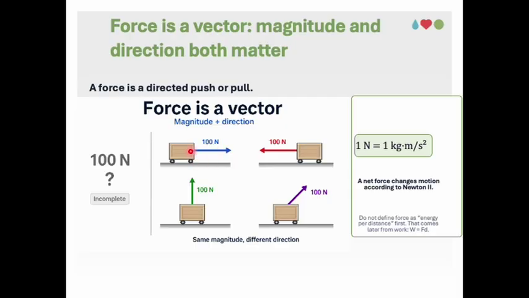Look here. Every one of these forces has exactly the same magnitude, as shown by the length of this arrow. But they are not the same force. This one pushed the box towards its right, this one pushed the box towards its left, this one pushed the box upward, and so on and so forth. Therefore, it is important to know that a force is a vector, which needs both magnitude and direction.